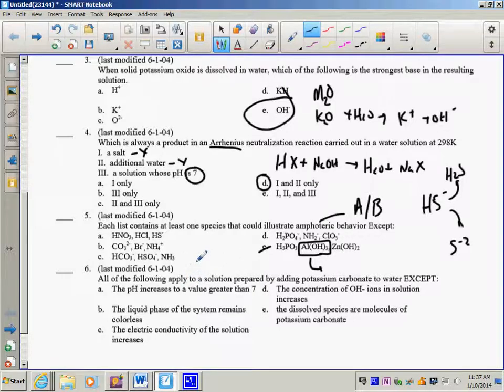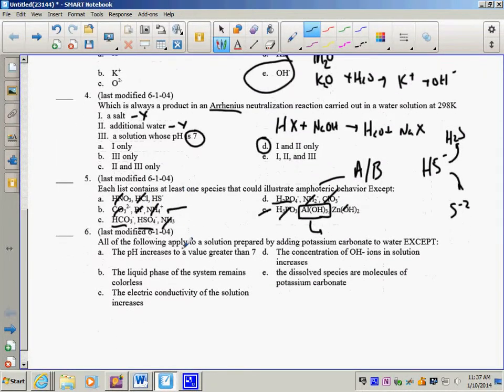I'll cross out anything that's not amphoteric. This is not. Nope. Yes. No, no, no. Therefore, this is my answer. Well, it's amphoteric, amphoteric, not amphoteric. Amphoteric, not, not, not, not. So either way, B is the answer.